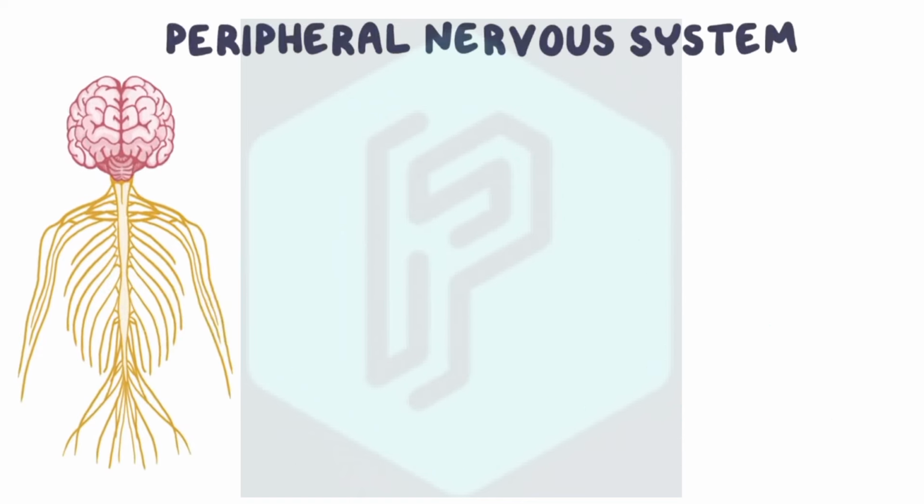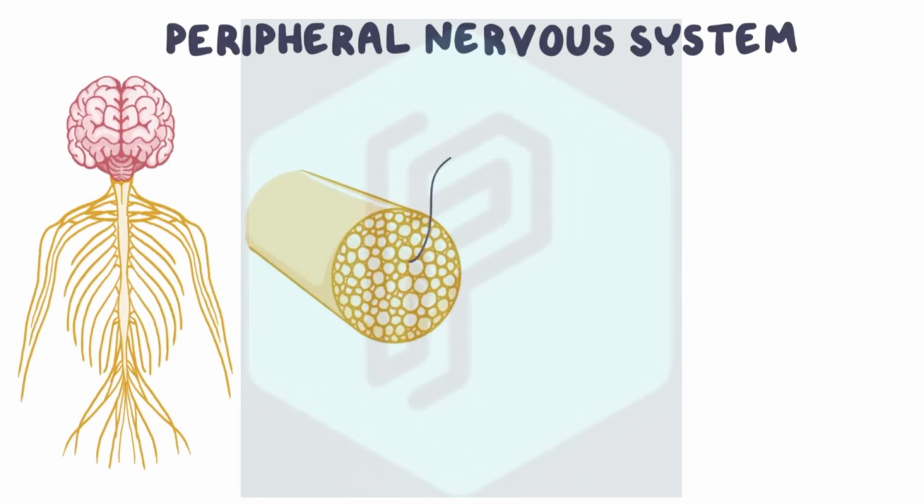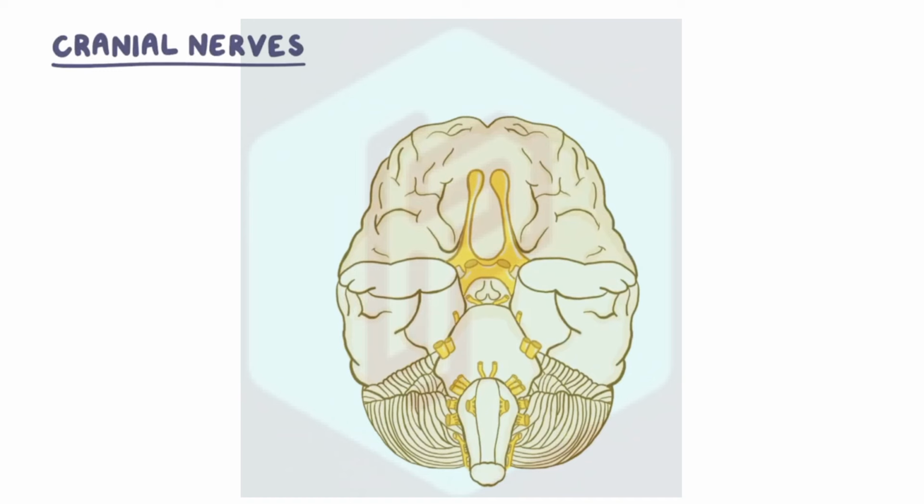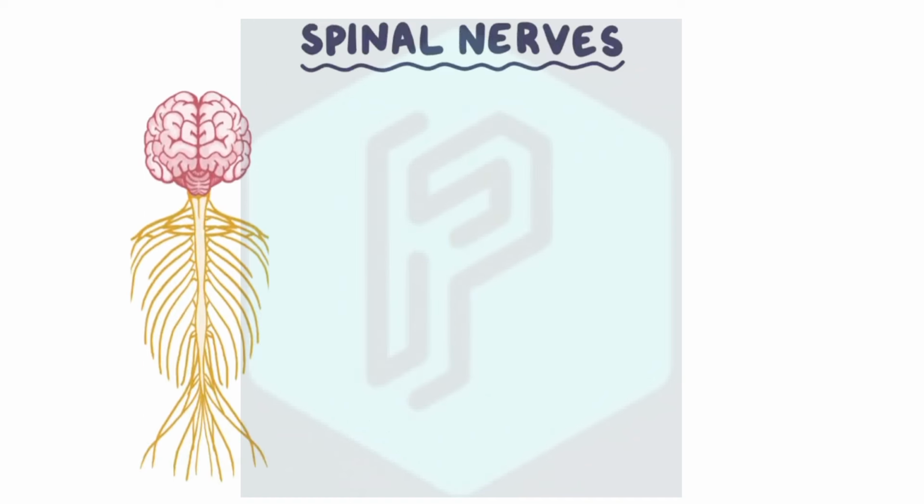Now, the peripheral nervous system consists of nerves, which are enclosed bundles of fibers that connect the central nervous system to every other part of the body. Cranial nerves arise from the brain and exit from the skull and innervate the head and neck, and spinal nerves exit various regions of the spinal cord and innervate the rest of the body.